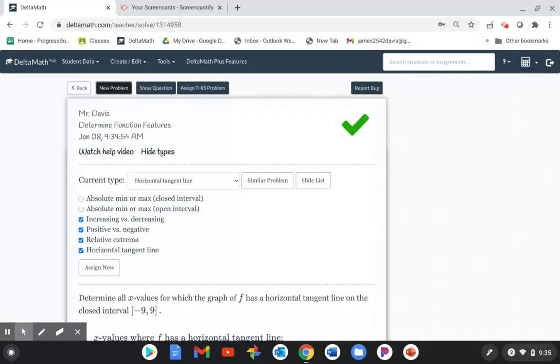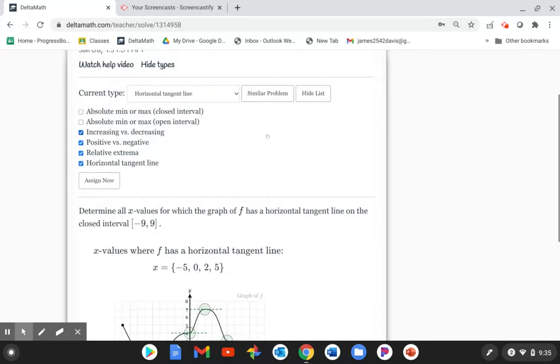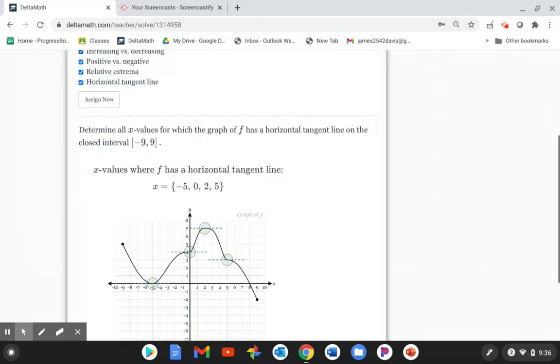All right, so I've showed you the 4 types of problems that are on this particular section. Again, intervals of increasing and decreasing, whether the function in general is positive or negative. So just identifying if the function is above the axis or below the axis. The extrema are going to be the mins and maxes, and the horizontal tangent lines occur at these places where it sort of levels out, where there's a min or a max.